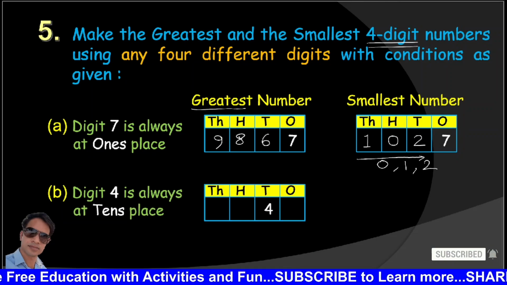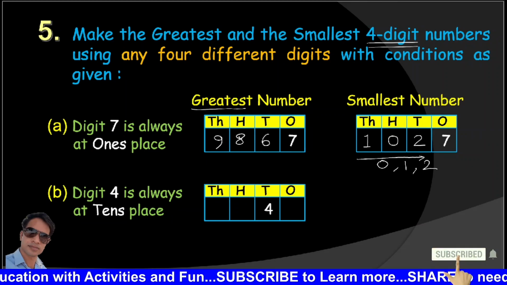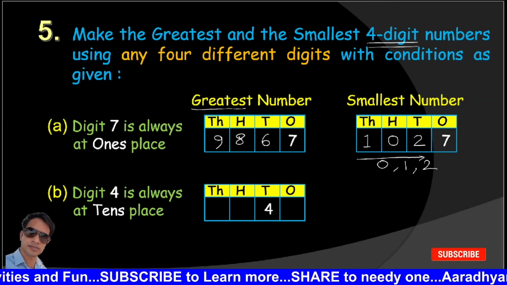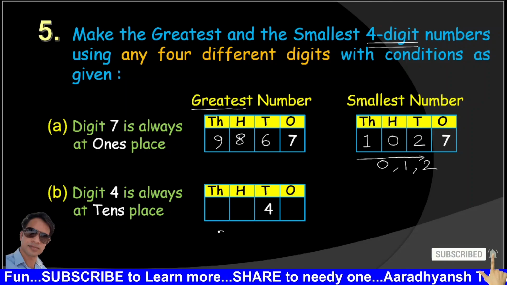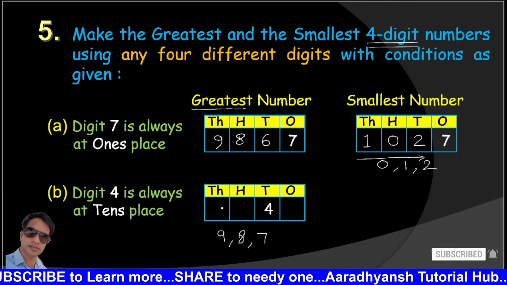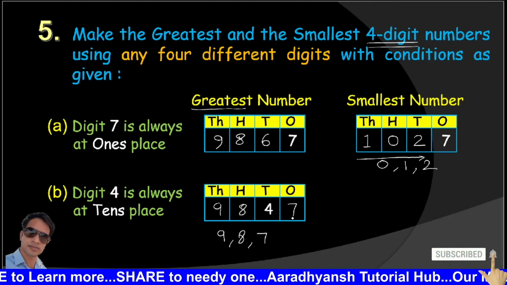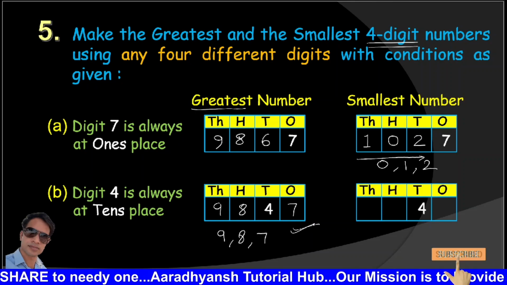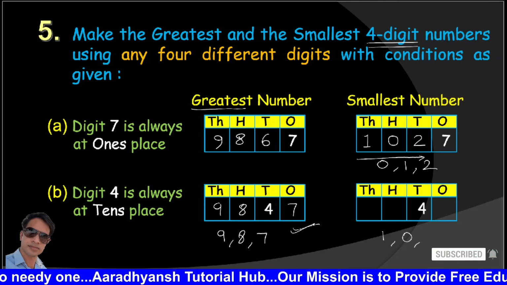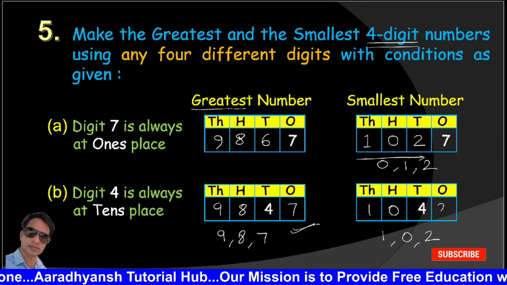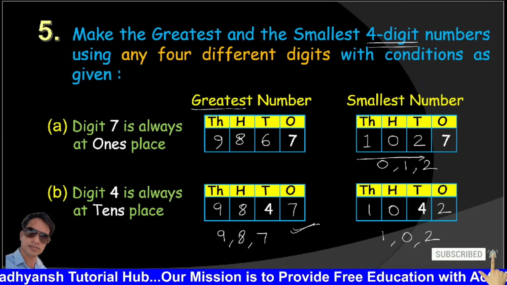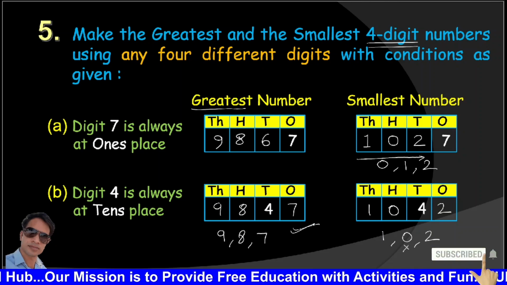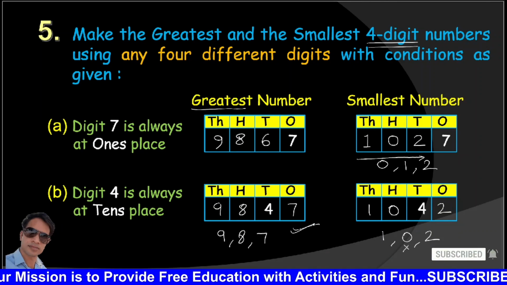Digit 4 is always at the tens place. The second question: 4 is mentioned on the tens place, and you know the greatest digits are 9, 8 and 7, so write them in decreasing order, and this is the greatest number. And to make the smallest number we have to use 1, 0 and 2. Okay, don't start with 0, always start a number with a non-zero digit. Just ignore 0 for the leftmost side.